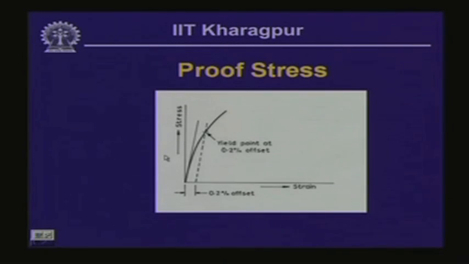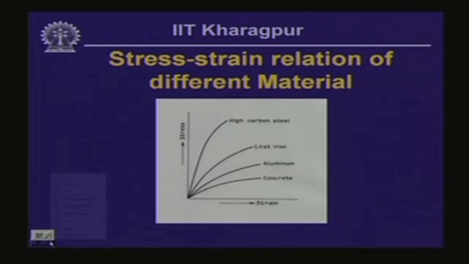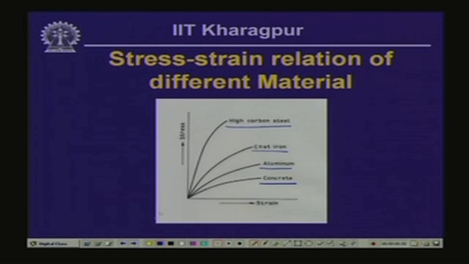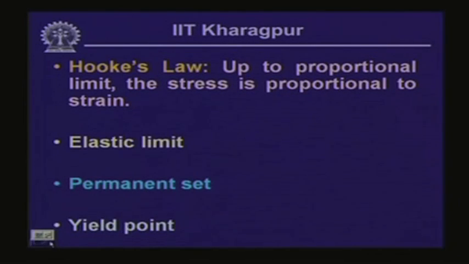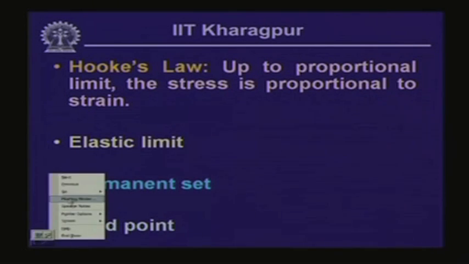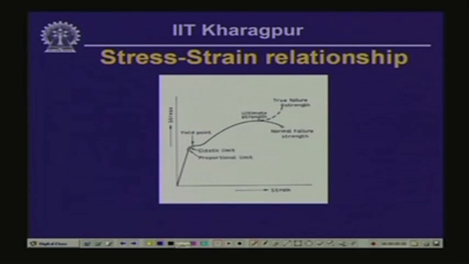Now, as you have seen in the previous figure, in this particular figure, we have a defined yield point. In this particular zone, this curve shows that we have a defined yield point. So, corresponding to this particular stress, we know that this is the yield stress, which we define as sigma y.